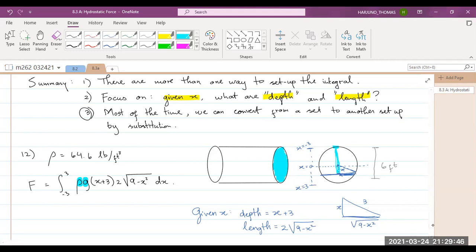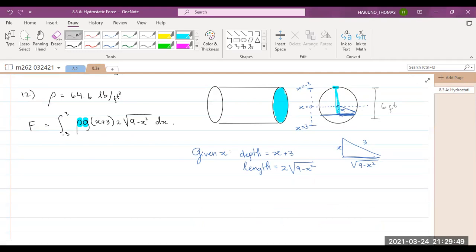Actually, let's go on further. Do you know how to compute this? That's actually a good question, I hope. Rho g integral from -3 to 3 of 2 times (x plus 3) times square root of 9 minus x squared dx.